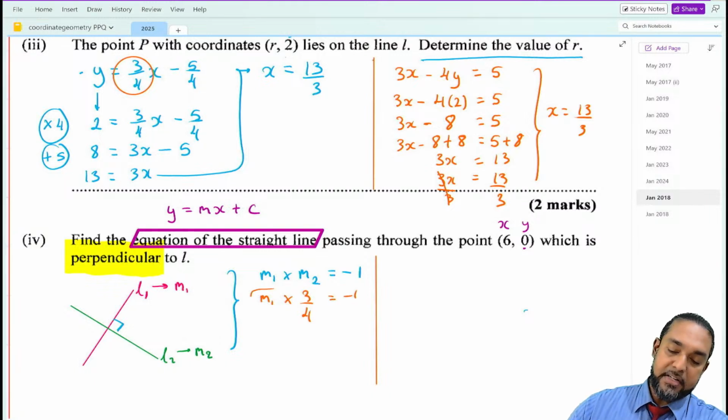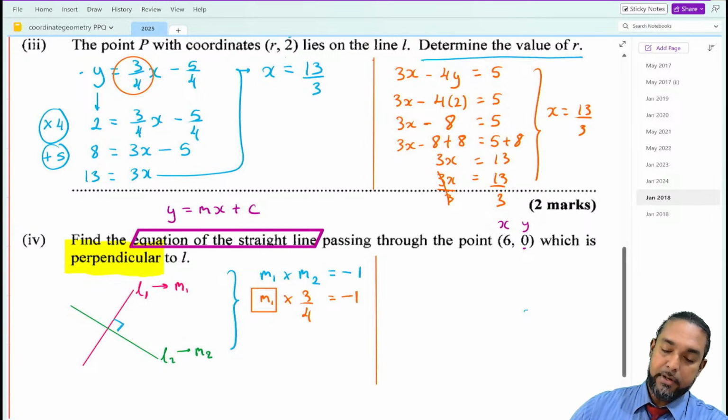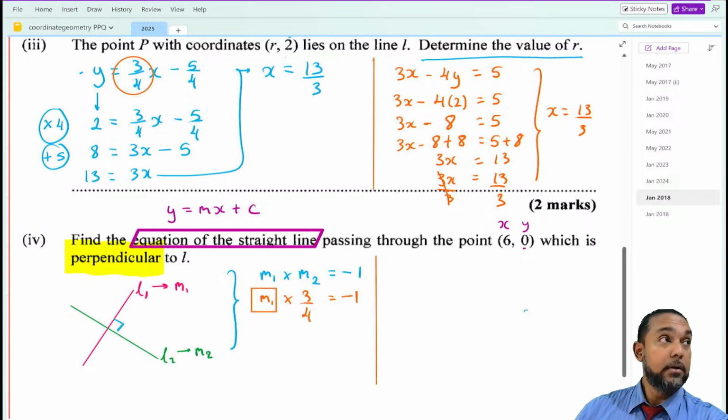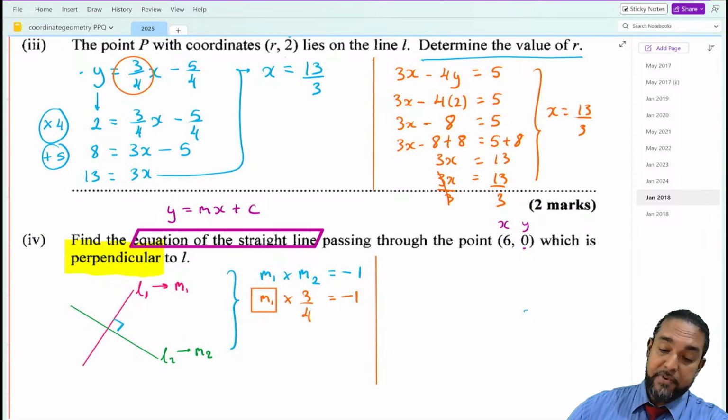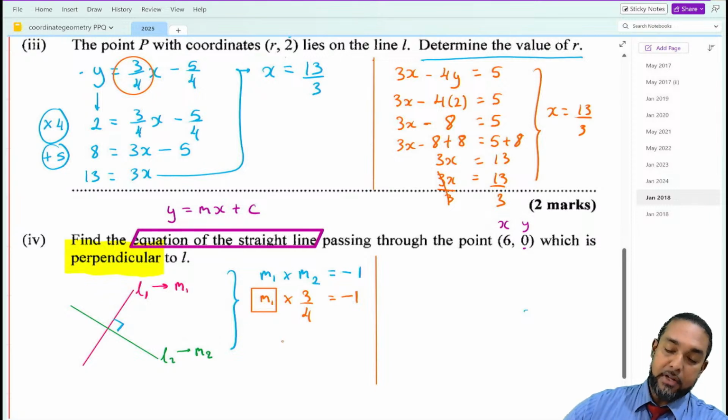So if you want to find this value here, what would you do to this equation to solve for m1? You would divide by what specifically? Correct. You would divide by 3/4 on both sides of the equation. Why? Because we're trying to solve for m1. To do so, you have to remove what is currently attached to it. You look at the operation that attaches it, and we use the opposite operation.